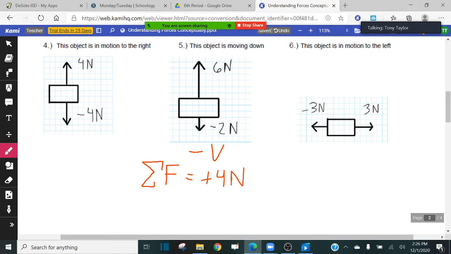Okay. So guys, what's happening here, number 5? Are we speeding up or slowing down? Yes, sir. Thank you, Ian. We're slowing down while moving in the negative direction.